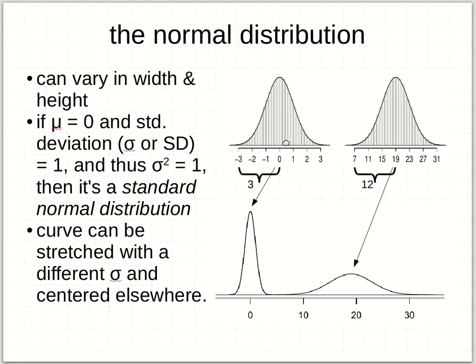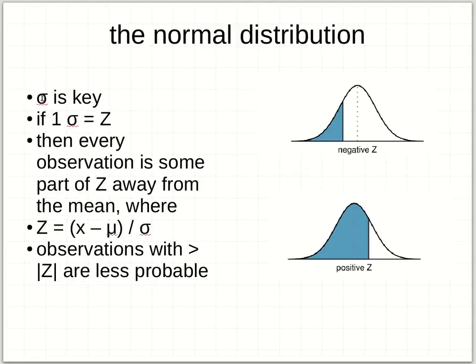So the standard normal distribution is then an easy way to talk about variance and its square root, which is standard deviation. Okay? The curve can be stretched with different variances and different standard deviations and centered elsewhere, of course, but the standardized version is now based around 0. And so this normal distribution really is nicely described by the standard deviation.